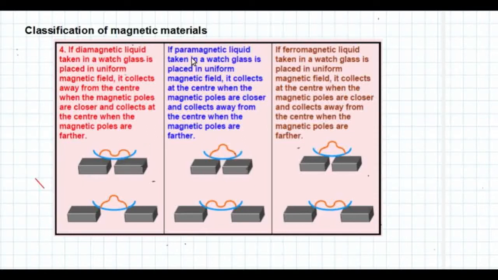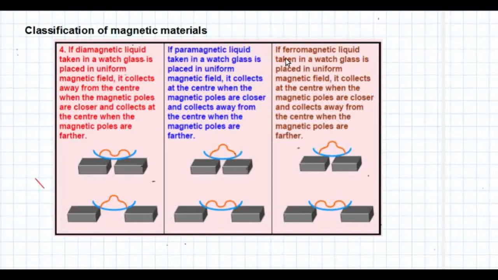If a paramagnetic liquid taken in a watch glass is placed in a uniform magnetic field, it collects at the center when the poles are closer. The north and south poles are closer, and this is how the paramagnetic liquid is collected. It collects away from the center when the magnetic poles are farther. So when the poles are farther like this, this is how paramagnetic liquids are collected. There is a dip at the center here.